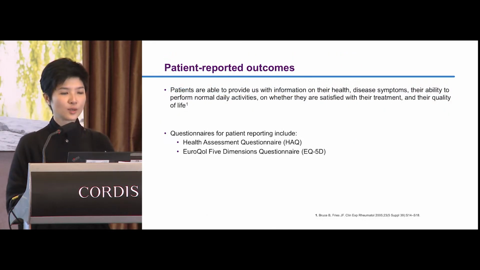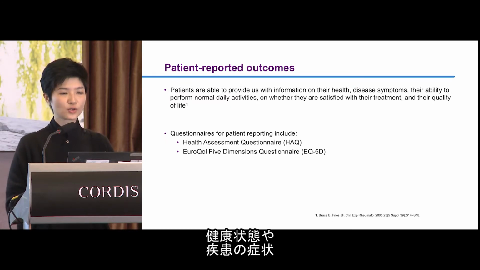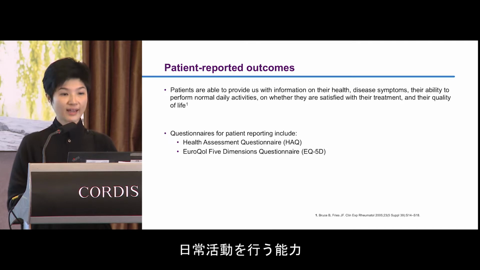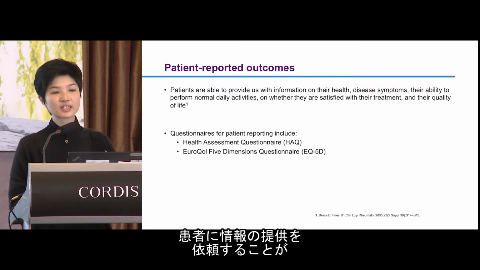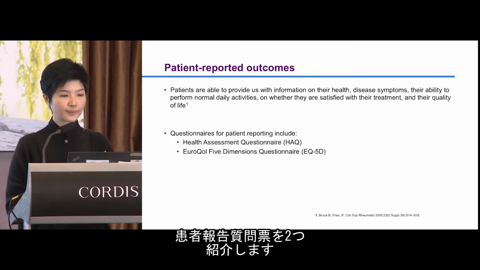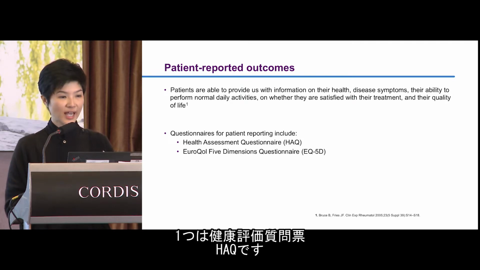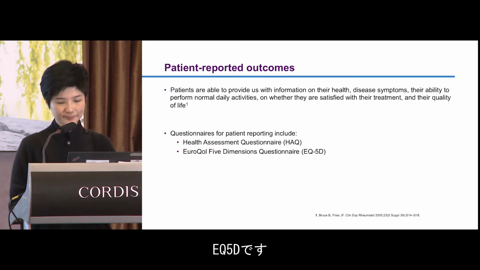So we come to patient-reported outcomes. Actually, we can ask the patient to provide us some information on their health, disease symptoms, their ability to perform daily activities, and whether they are satisfied with our treatments and their quality of life. Today, I would like to introduce two questionnaires for patient reporting. The first one is the Health Assessment Questionnaire, HAQ, and the other one is the EuroQol 5-Dimension questionnaire.